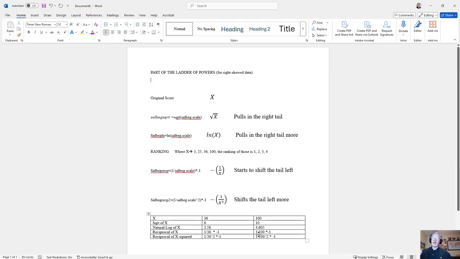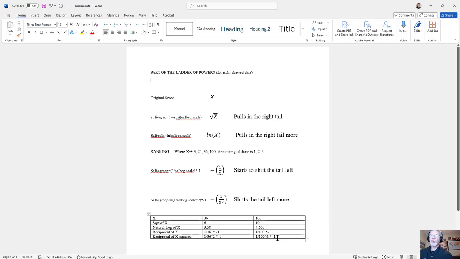This has the oddity of flipping the scale, making a person who has 36 drinks have a larger value than someone who had 100 drinks, but you can correct for that by multiplying by -1. And there's also the reciprocal of x squared. So 1 over 36 squared, the caret stands for squaring the 36. Again, transform that by multiplying by a -1.